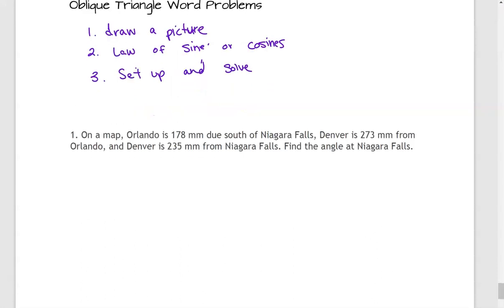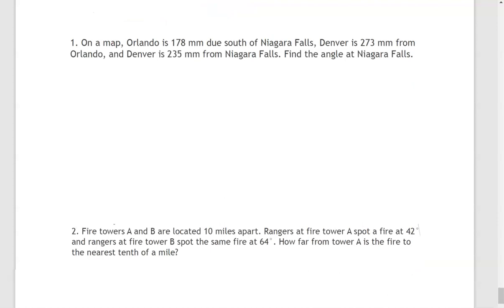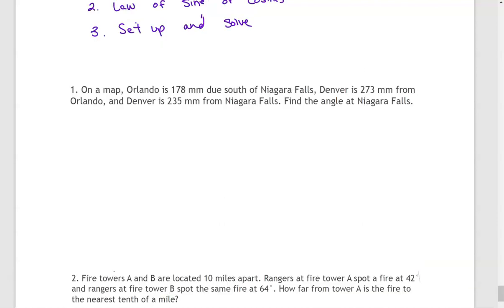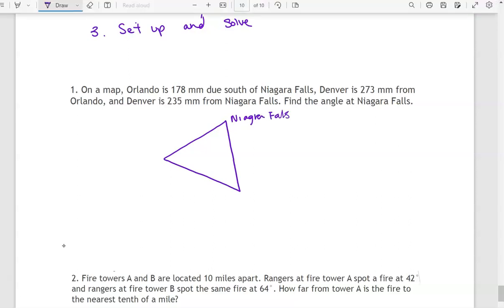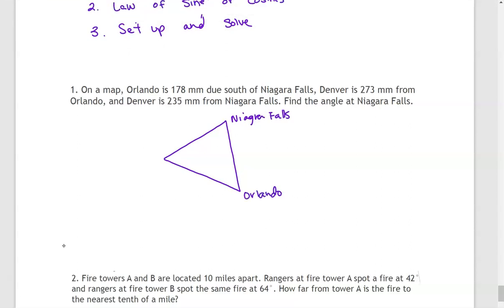All right, so number 1. On a map, Orlando is 178 millimeters south of Niagara Falls. Denver is 273 from Orlando, and Denver is 235 from Niagara Falls. So we want to find the angle. So let's go ahead and draw our picture. Let's just make this Niagara Falls. And then we have Niagara Falls to Orlando, and then Orlando to Denver.